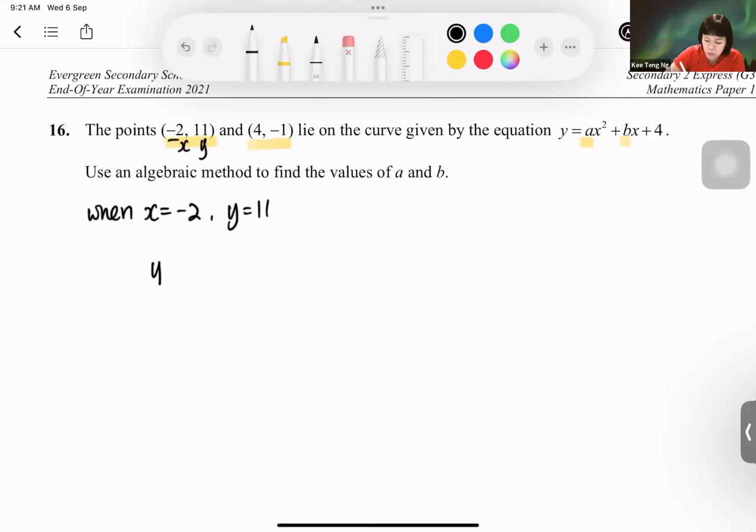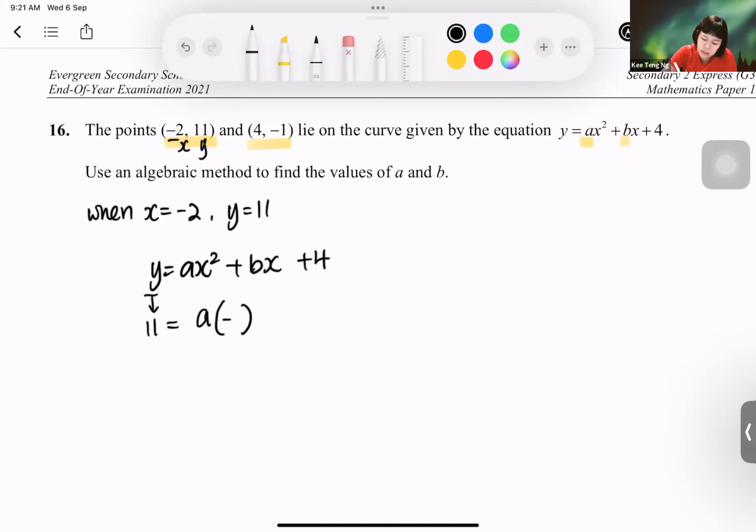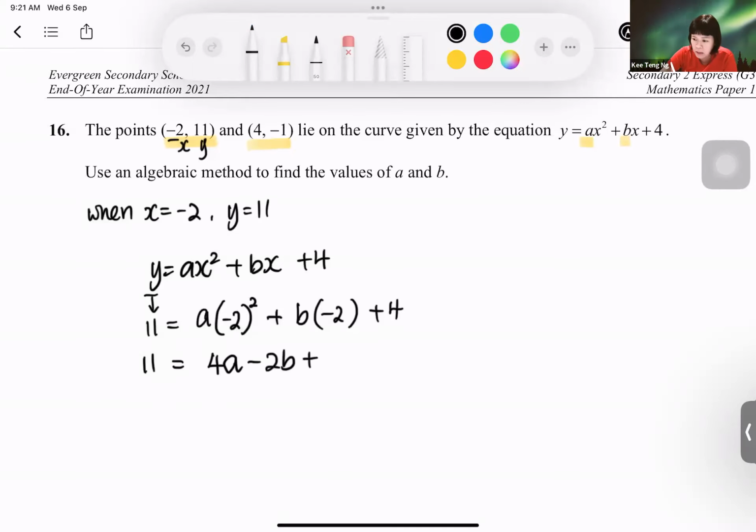My equation: y equals ax squared plus bx plus 4. So y is now replaced by the number 11, equals a times x squared. Please be careful with negative numbers. Teachers always try to trap you with negative numbers. Sometimes it's not that you don't know the concept, but a careless mistake. b times x, where x is -2, plus 4. So -2 whole thing squared gives you +4, not -4. If not, you make mistakes already. Then this is -2b plus 4.